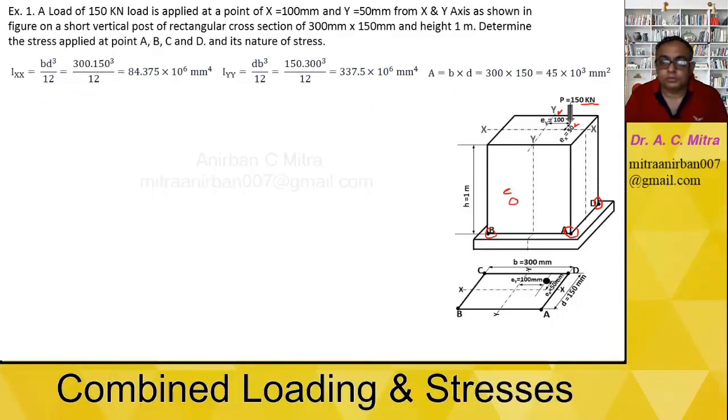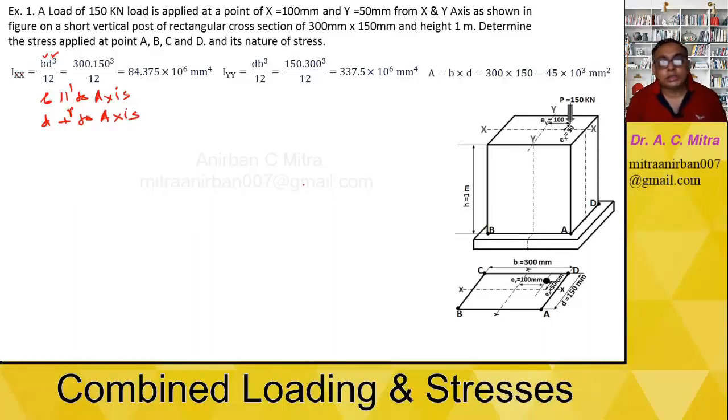To solve any problem, we first find out some dimensional parameters. So here, as 2 different moments are applied along the x-axis and y-axis, we need to find out the moment of inertia about xx and yy. What is the formula of I for a rectangular cross section? It will be B into d cube by 12. The B basically will be parallel to the axis, and D is perpendicular to the axis.